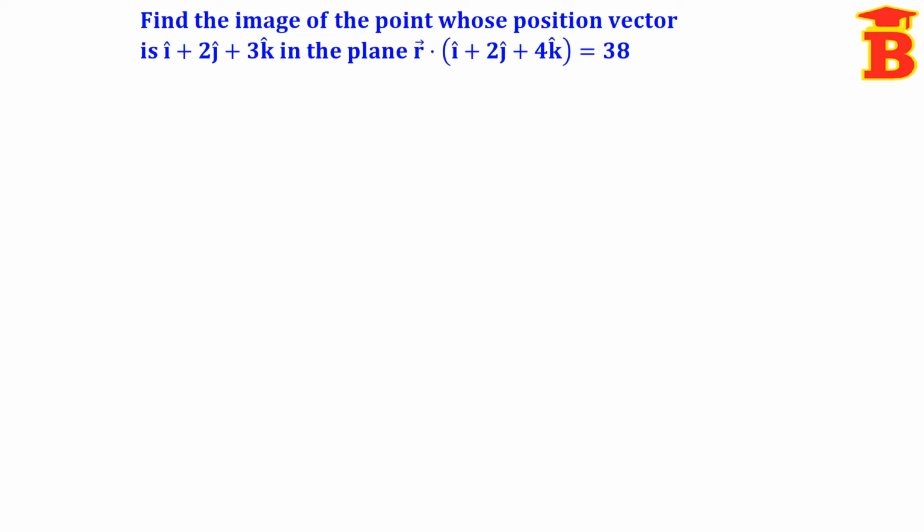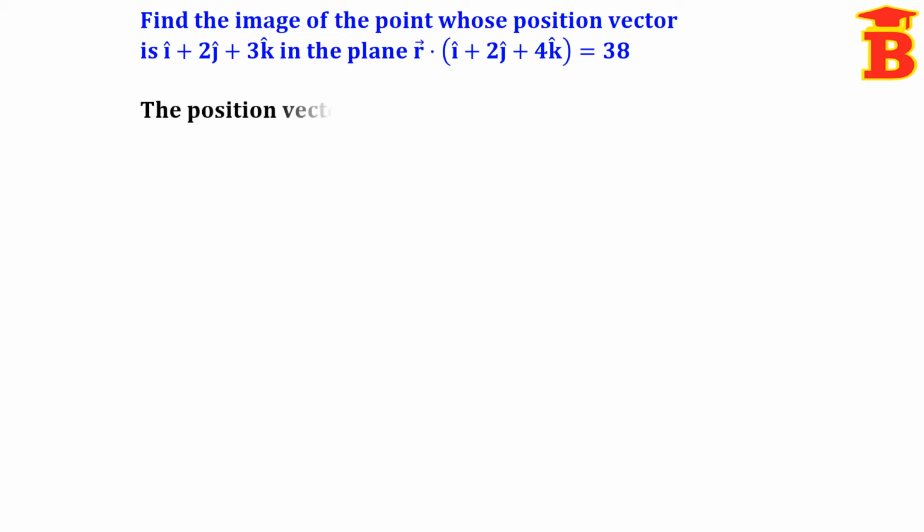Now let us see the problems. Find the image of the point whose position vector is i plus 2j plus 3k in the plane r vector dot i plus 2j plus 4k equal to 38.